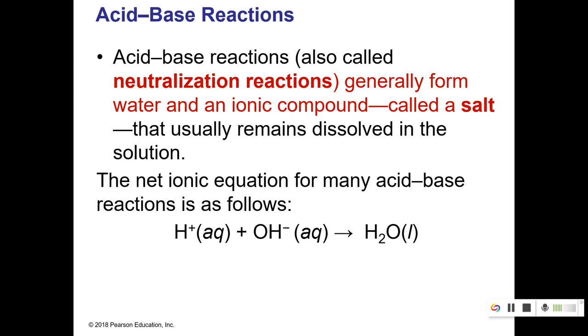Acid-base reactions can also be called neutralization reactions. Okay, and they're neutralization reactions because they make water, and then again, whatever's left. It would also be good if you write down the net ionic equation, because the net ionic equation for acid-base reactions is always the same. It will always yield a hydrogen ion, a hydroxide ion, and it will always make liquid water. So you don't even have to write a complete ionic if you know it's a neutralization or acid-base reaction, because it always yields the same net ionic. So again, make sure you write that net ionic down.